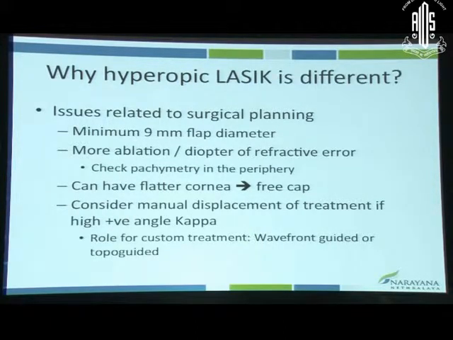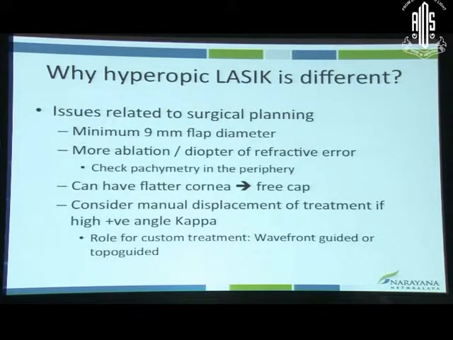Now, most of the time, if you are using a Placido-based device for your normal refractive workup and a central pachymetry, it will not work here. Please remember, a central pachymetry is not what you want. You want a peripheral pachymetry. So tell your optometrist to make sure you measure the peripheral pachymetry in these cases. Also, these cases can have a flat cornea, and you may end up having a free cap more often. So probably be prepared for that, and if possible, femto can be a good option.